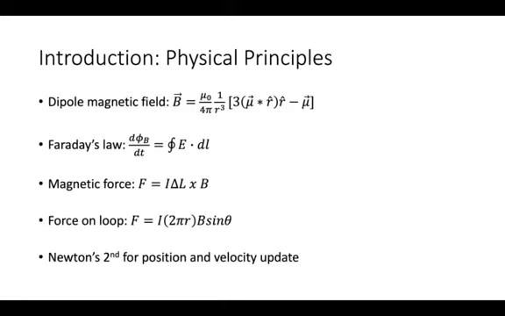Here are the physical principles we used in this experiment. So we used the dipole magnetic field equation shown there. We also use Faraday's law and a special use of Faraday's law from video 43. We then use the magnetic force equation, F equals I delta L cross B, and then we use the force on loop equation, which is derived from that equation, F equals I times 2 pi r times B sine theta, and we also use Newton's second.